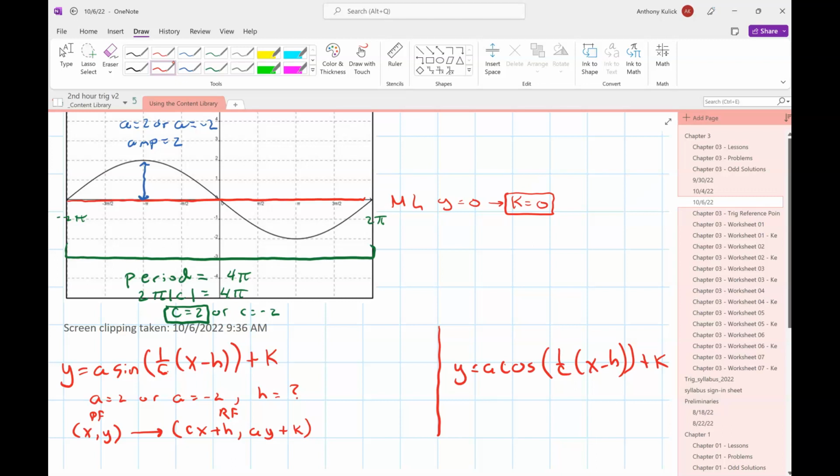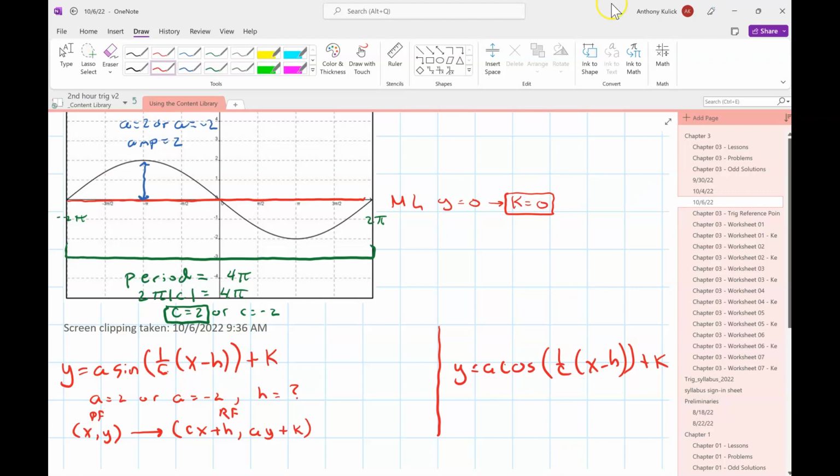Okay. So what I'm going to do here is pick a point from the parent function and match it up with the same kind of point from the transformed function. And I'm going to use that to figure out the sign for A and the value for H. Is everybody okay with that plan?